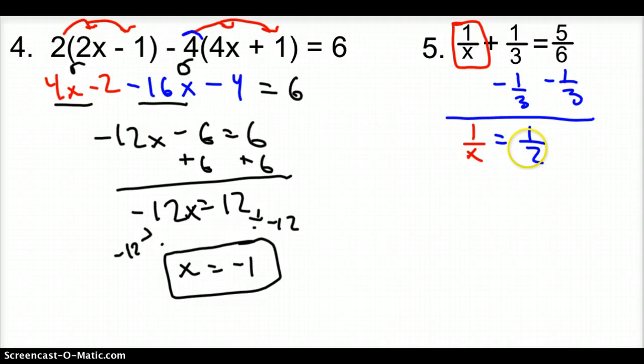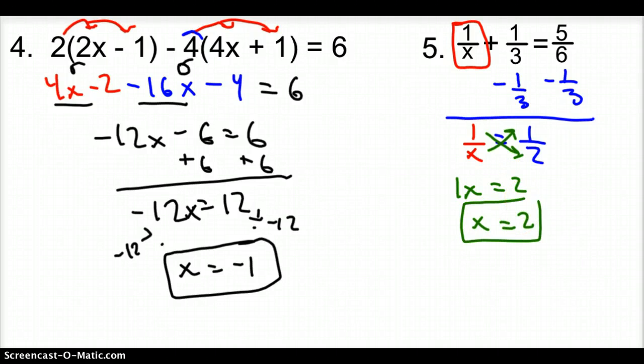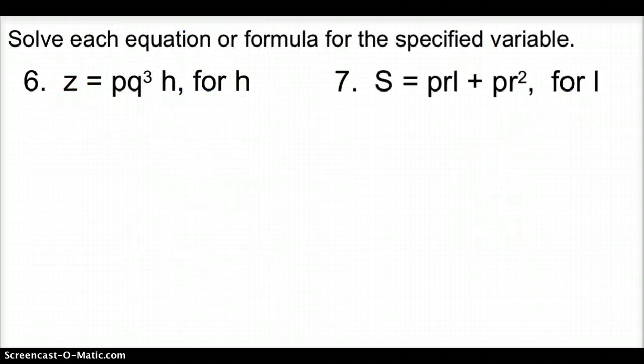Now, if you just saw this sitting here, what would you do? Well, hopefully, we would cross multiply. Is there a different way that you can solve this? Absolutely. But I'm going to cross multiply. Just remember, when you cross multiply, it's not another fraction. You set it equal to each other. So x times 1 is 1x. 1 times 2 is 2. And so therefore, x equals 2. Final answer. And a couple more.